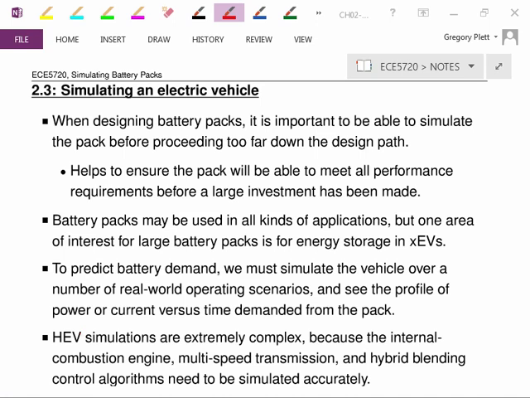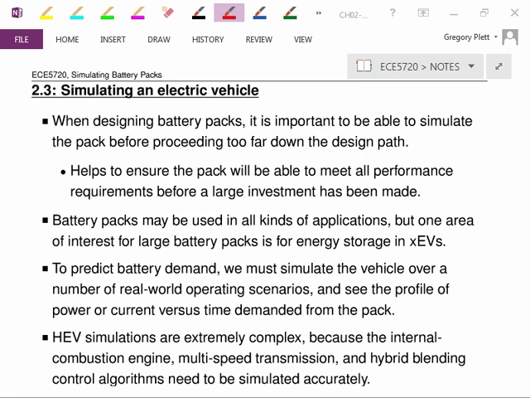Last semester we did see things that were called UDDS profiles of current versus time. It was an urban dynamometer driving schedule. This is now where we see how we arrived at those profiles. We're going to see that the UDDS profile is actually given as a profile of vehicle speed versus time, and we had to simulate a vehicle and a battery pack in order to arrive at current versus time derived from speed versus time.